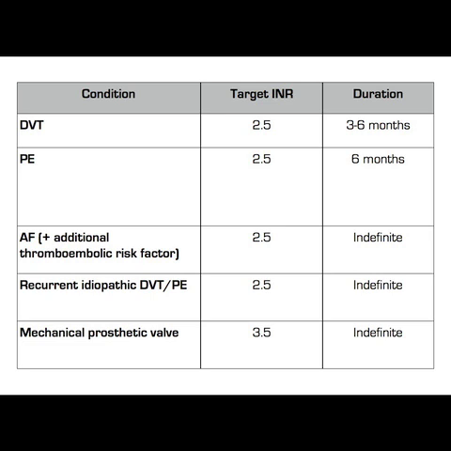In the setting of a recurrent idiopathic DVT or PE, you would continue warfarin indefinitely, once again, between 2 and 2.5. So as you can see, most patients will have their INR maintained between 2 and 3. The most important exception is for patients with mechanical prosthetic valves. These patients need a higher INR, usually between 3 and 4, and must continue their warfarin for life.